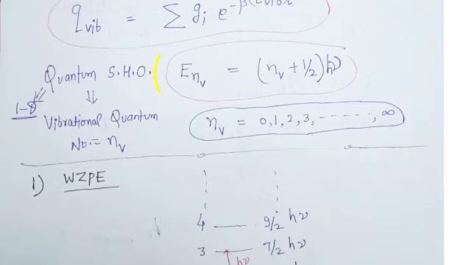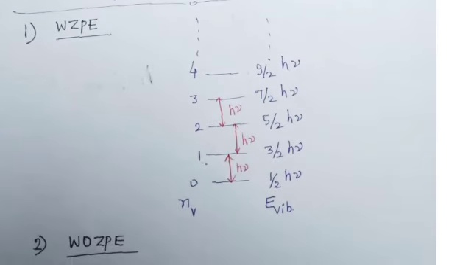So we will deal with both of the cases from a different perspective. Alright, let's start. The first case is with zero point energy, that is WZPE. I have written down the energy levels here. You can see 0, 1, 2, 3, 4 and the corresponding energies. You will get these energies by substituting the value of Nv in the energy expression, which is Nv plus half in brackets times h nu. So you just need to put in the vibrational quantum number values and you will get the corresponding energies.